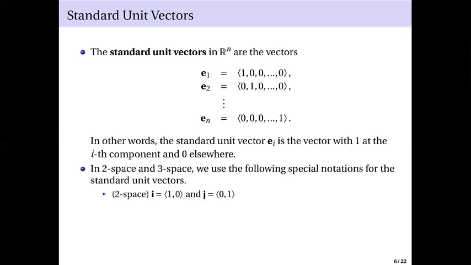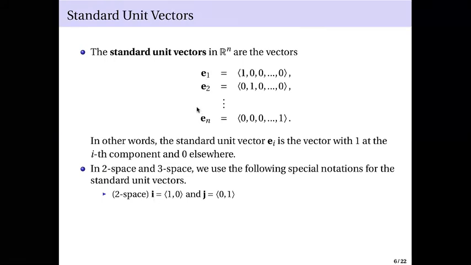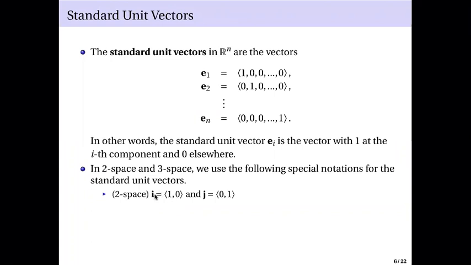In the 2-dimensional and 3-dimensional spaces, we have the following special notation. For the 2 space, the first unit vector E1 will be denoted by i. The second component E2 will be denoted by j. So i and j: the first component is 1 and 0 on the second component for i. For j, the first component is 0, 1 for the second component. So i will be (1, 0), j will be (0, 1). Okay?